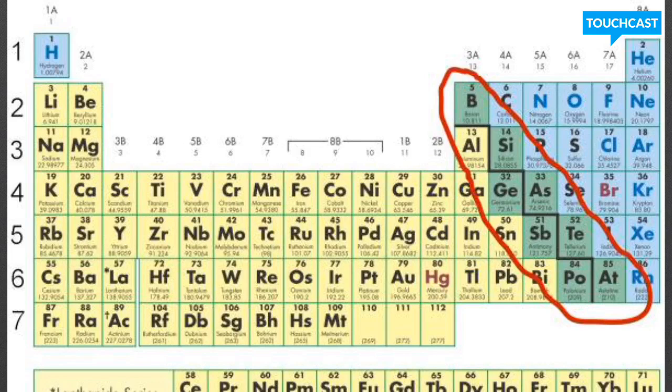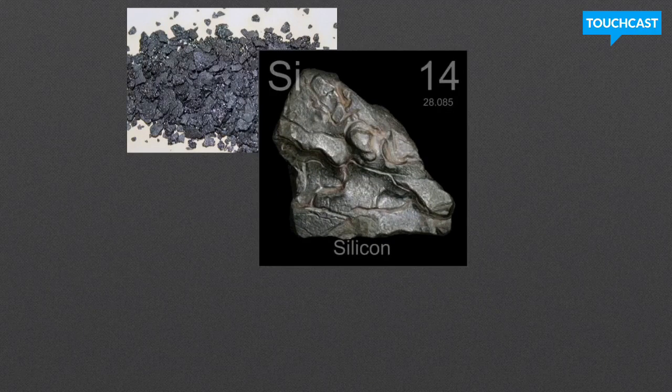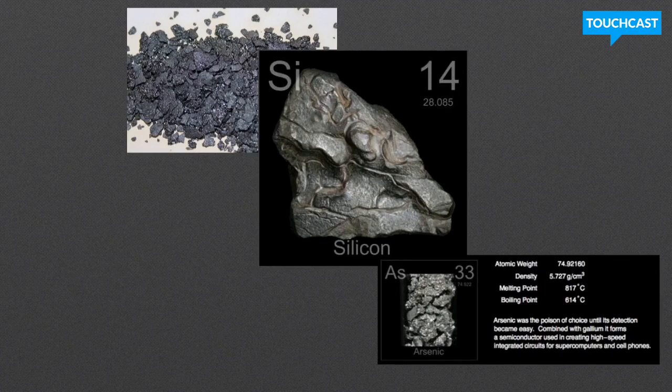Metalloids are in the middle of the periodic table, which means they have some properties of the metals. Some of them might be lustrous, some of them might be malleable, some of them might be ductile, but they don't have all three properties. An example of a metalloid might be silicon. Another example might be arsenic.